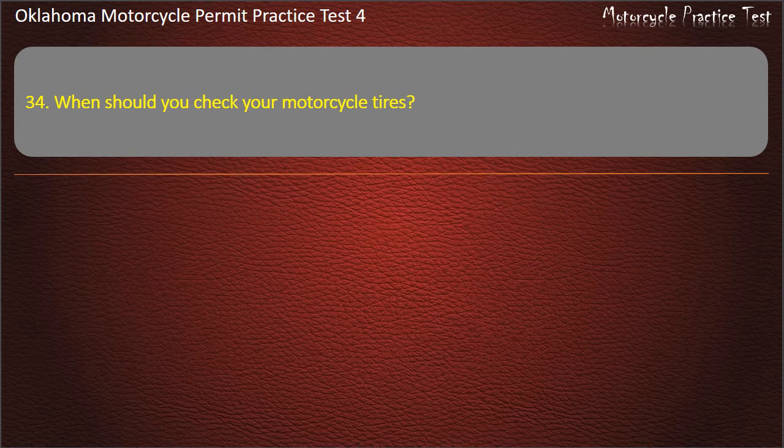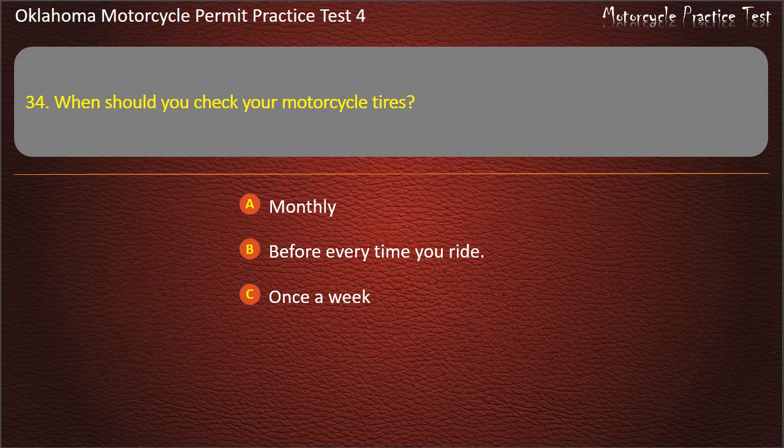Question 34. When should you check your motorcycle tires? Monthly. Before every time you ride. Once a week. At the beginning of the season. Answer. Before every time you ride.